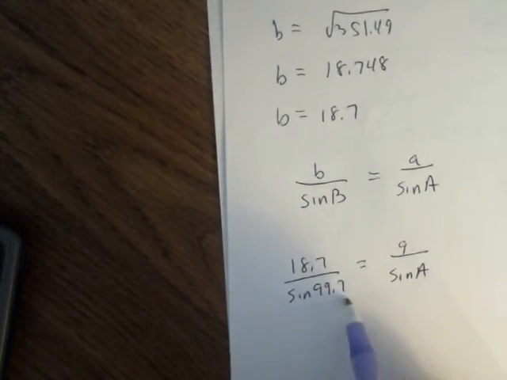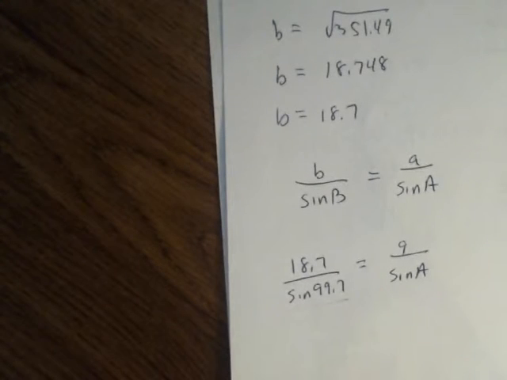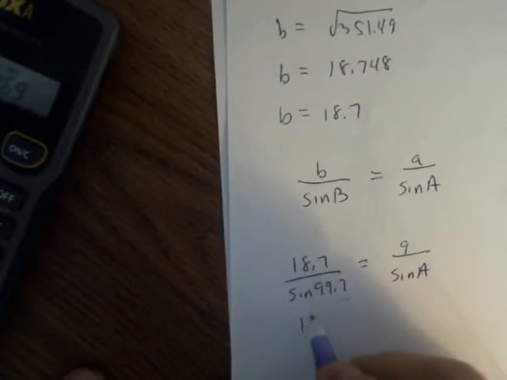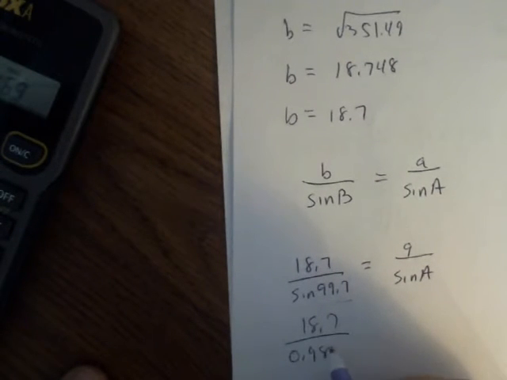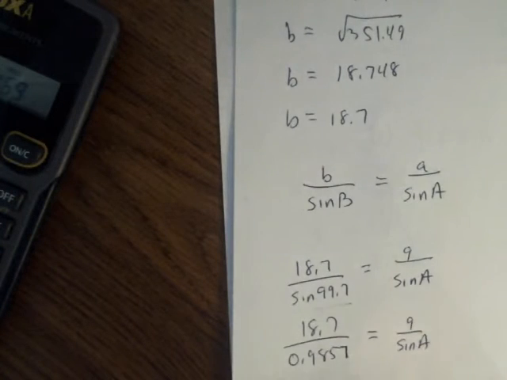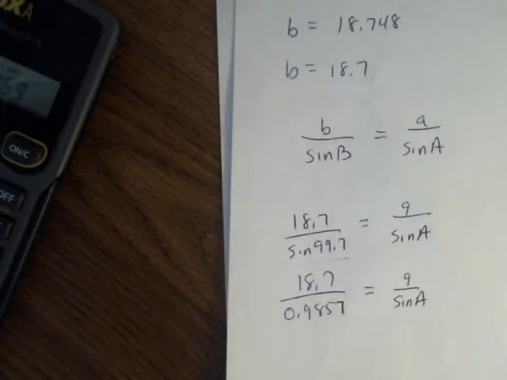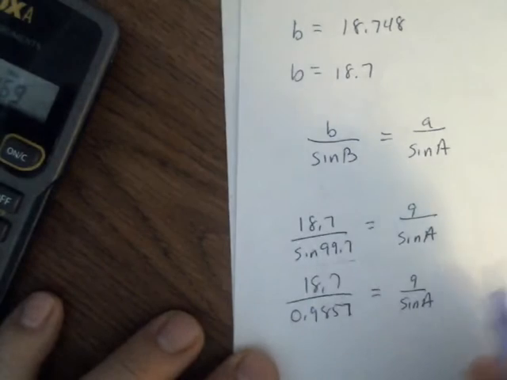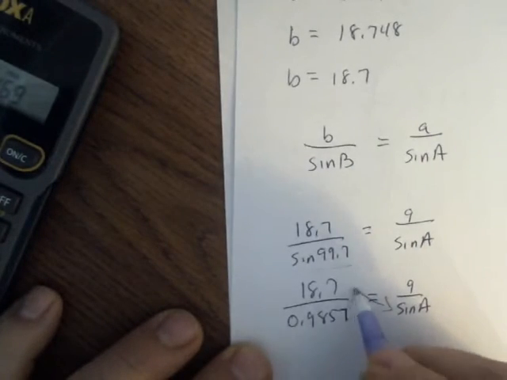I can go ahead and make this a decimal, or I can just keep it all in sine form till I'm done. So I'm going to take the sine of 99.7, and I get 0.9857, equals 9 over sine A. You might be tempted, and you have to be careful here, to make this into a decimal because we still want to be able to cross multiply. So I'm just going to go ahead and cross multiply. I'm going to take this times this and this times this.